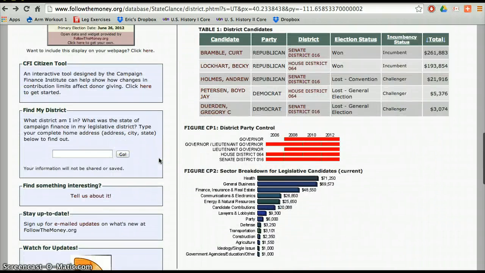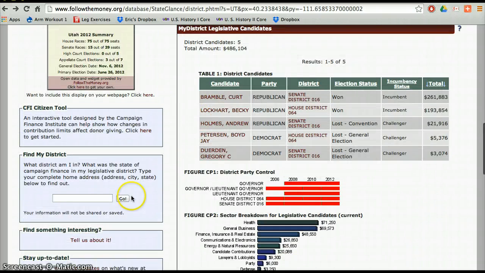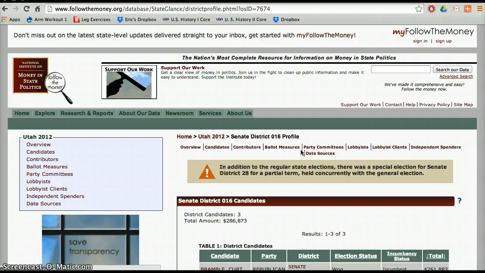And I'm going to scroll down, and these were all the people that ran specifically for my district. And so the person who lost in that Senate race was Gregory Durden. So I'm going to click on his.